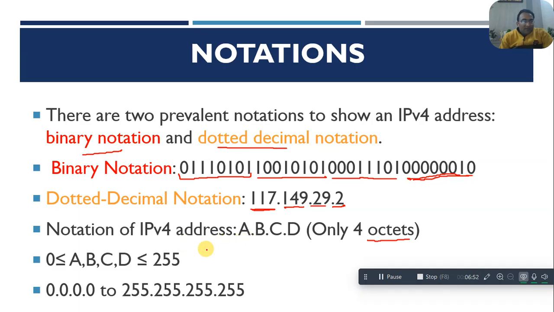The range which we can have in one octet is 2 to the power 8, that is 256. So the total numbers will be 256, and the values which A, B, C and D can take are from 0 to 255. If we talk about dotted decimal notation, the range for an IPv4 address is from 0.0.0.0 to 255.255.255.255. This is how we write the IPv4 notation.